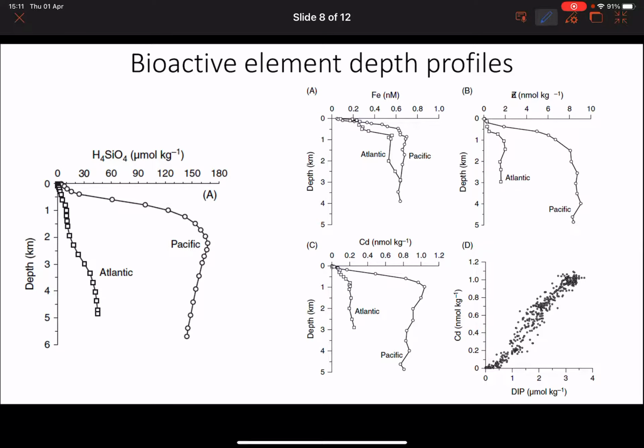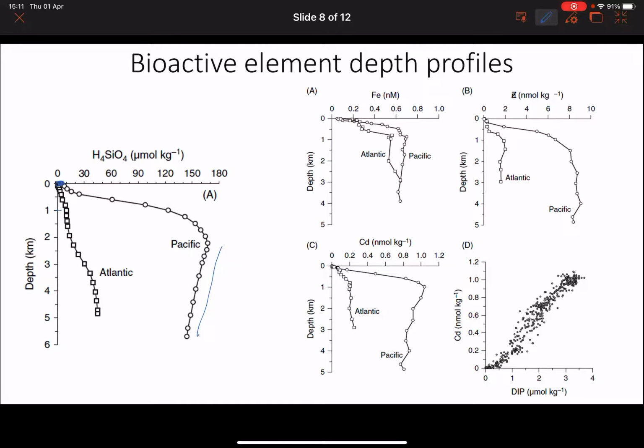And if we look here, these are examples of bioactive element depth profiles or nutrient-like depth profiles. You can see for silicate, it essentially goes to 0 at the surface because diatoms need silicate to grow. And then you see once you get below about 1 kilometer, maybe 2 kilometers, that you end up with this remineralization profile where concentrations are much higher at depth.